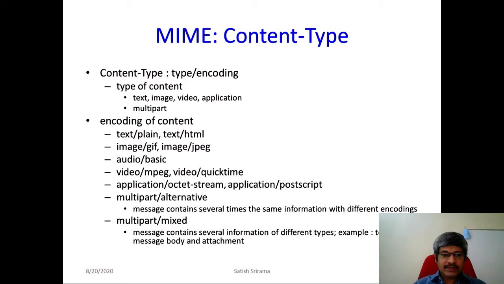Now let us look at multi-part slash mixed, because this is interesting. You need to have different information put in the same email message. Now the interesting thing is that you have defined the header, great. The header is content type multi-part slash mixed. Then how do you place these different types of content within the body? Say for example, you have to attach both the message as well as the attachment.